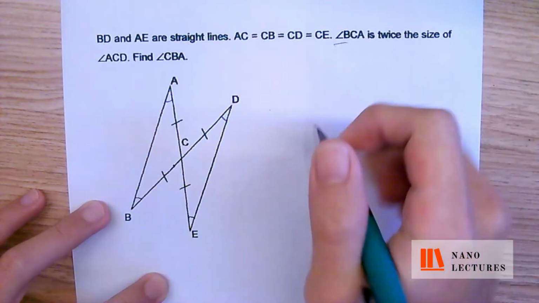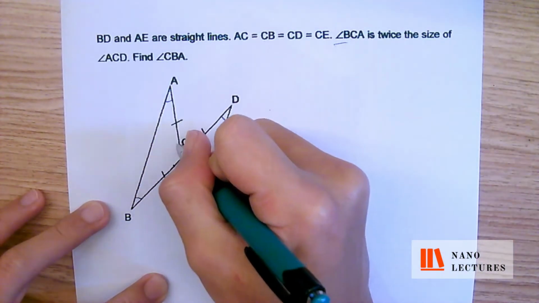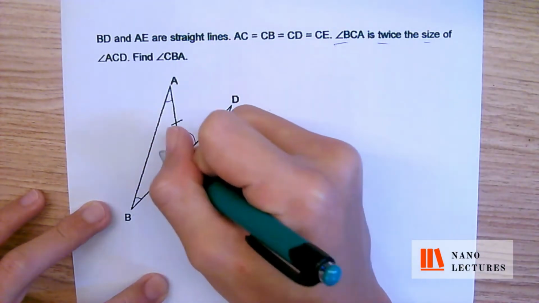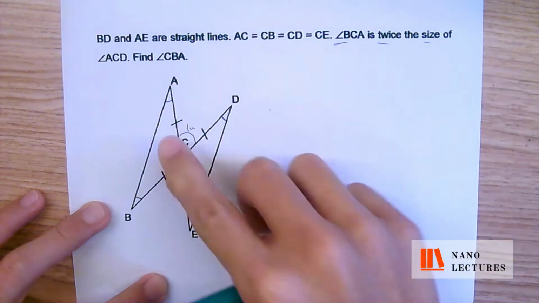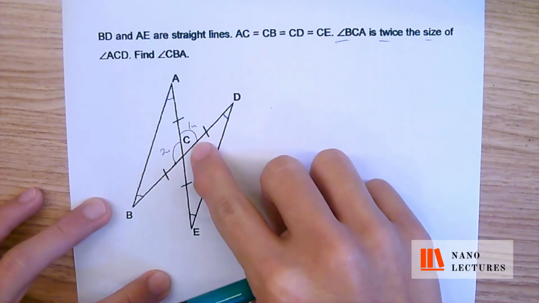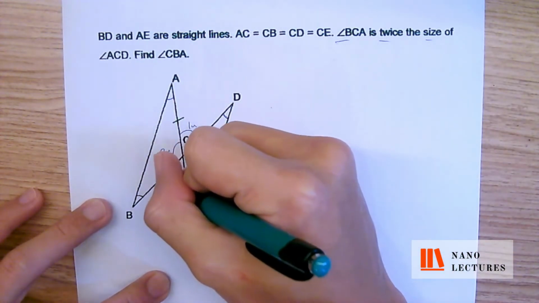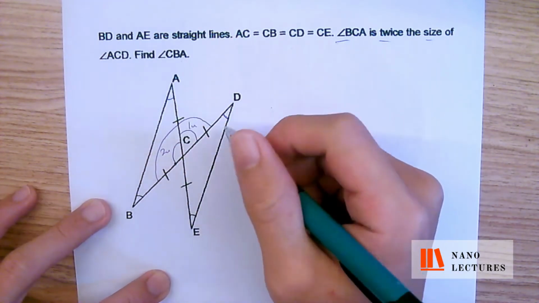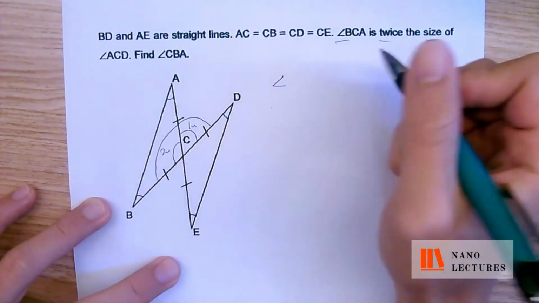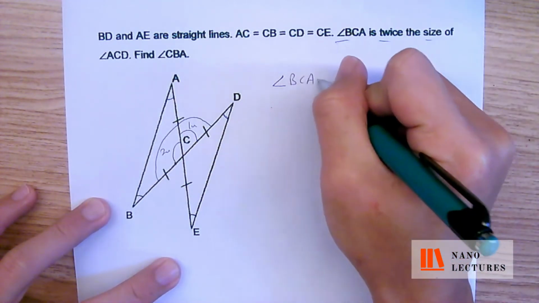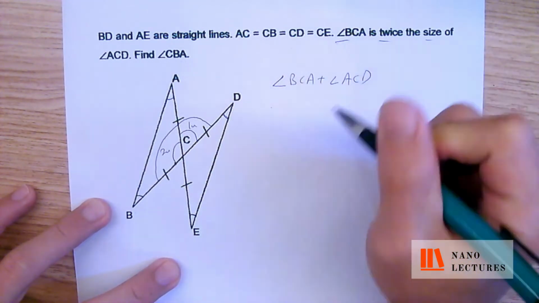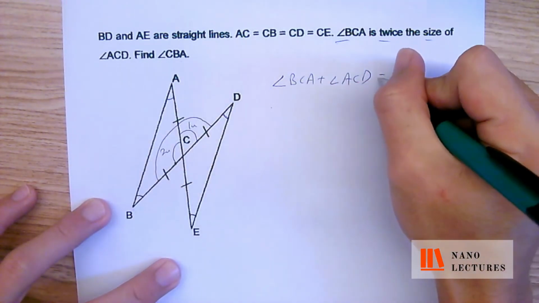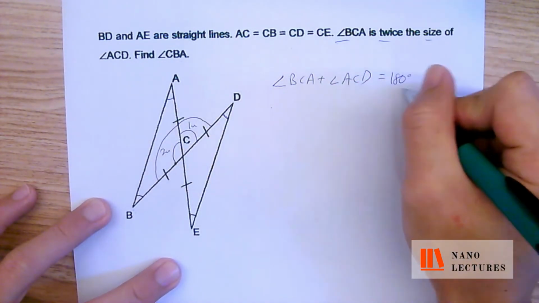They mentioned an angle BCA, so BCA will be this, is twice the size of ACD. So this one is 2 units, this one is 1 unit. From what your teacher should have taught you, all of you will know that the total angle on a straight line should add up to 180 degrees. Which means that angle BCA plus angle ACD. So BCA is these 2 units, ACD is this 1 unit. When they add up together, it should equal 180 degrees.